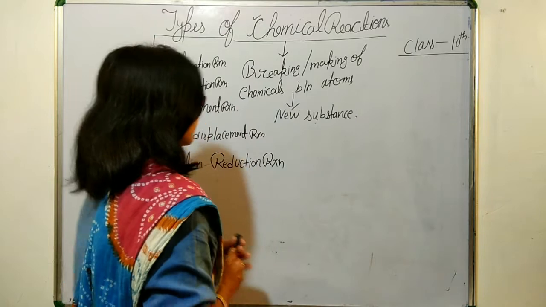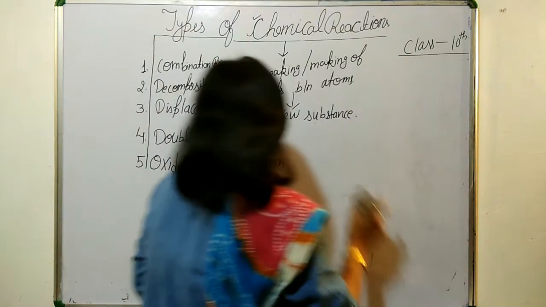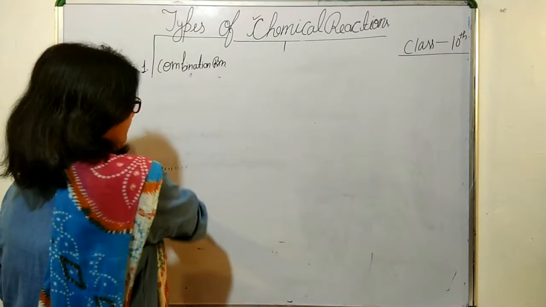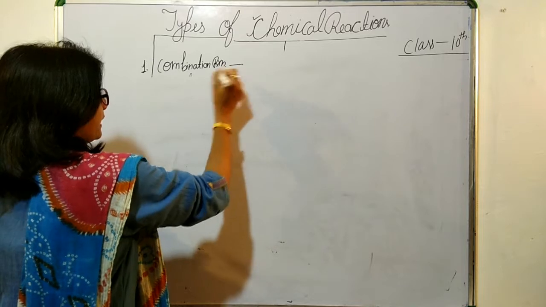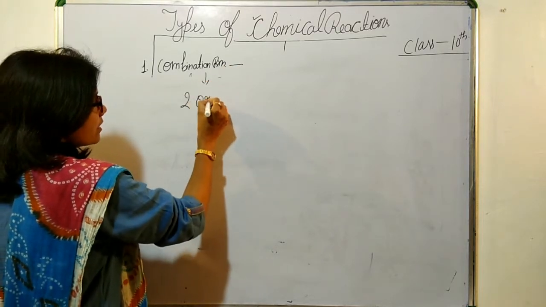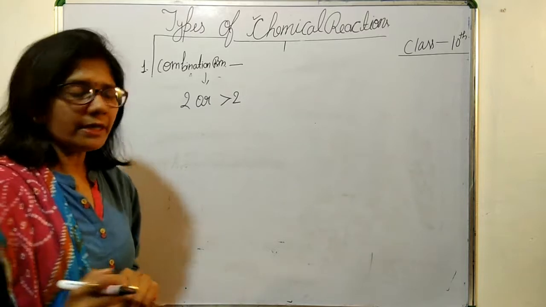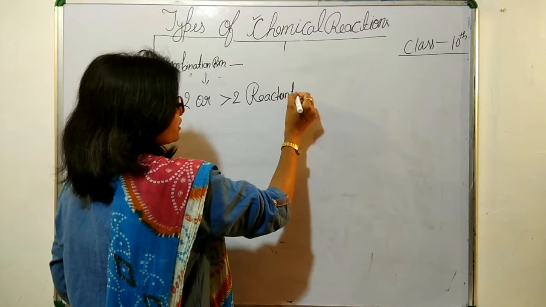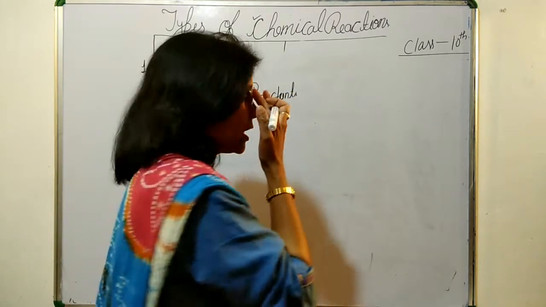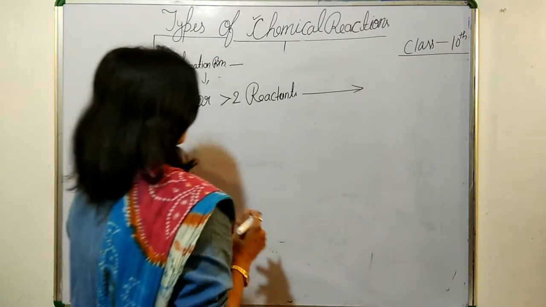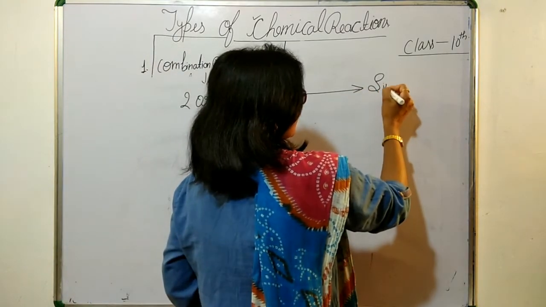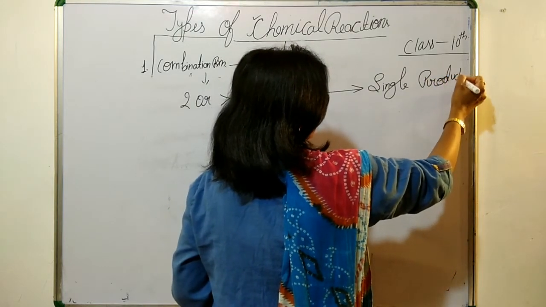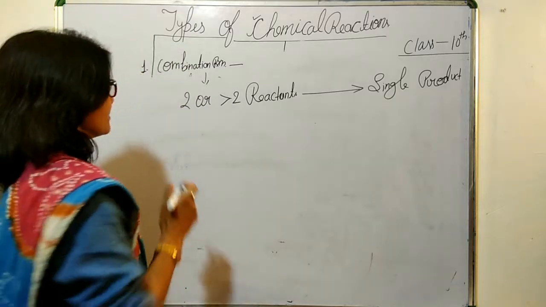So what is the condition for this? In the combination reaction, there are 2 or more than 2 reactants. Reactants are those chemicals which undergo a chemical reaction. They undergo a chemical reaction and form a single product. It is your combination reaction. Okay, so let's see some examples.